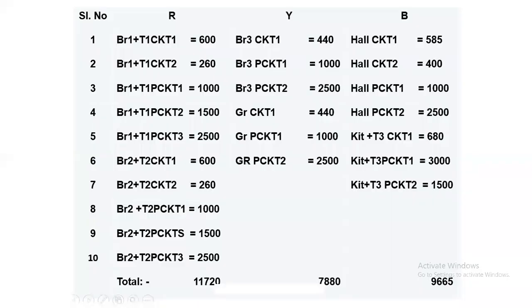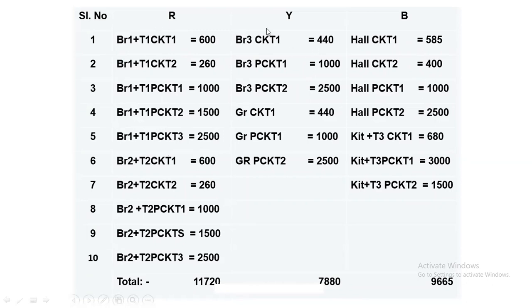So now we have arranged all the loads in R phase, Y phase, B phase. So we have written R, we have written Y, and we have written B. So you can see 600, 260. That is bedroom 1 plus toilet 1 load, bedroom 1 plus toilet 2 circuit 2 load. So bedroom 1 plus toilet 1, power circuit 1, power circuit 2, power circuit 3. So all the bedroom 1 circuits have been arranged in R phase. Then similarly, all of bedroom 2's circuits have been arranged in the R phase itself.